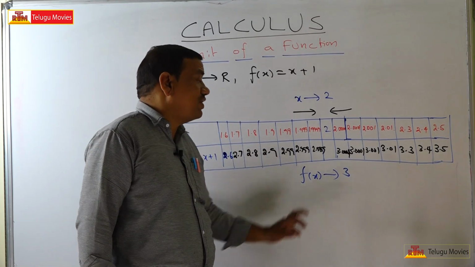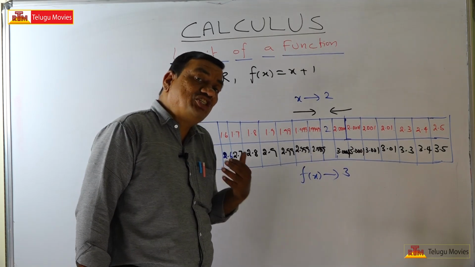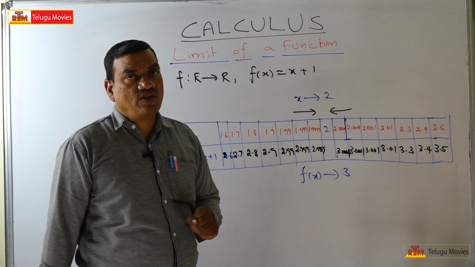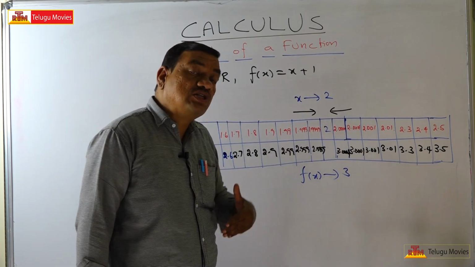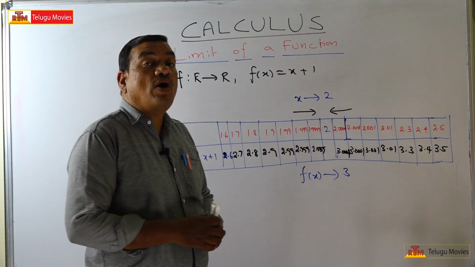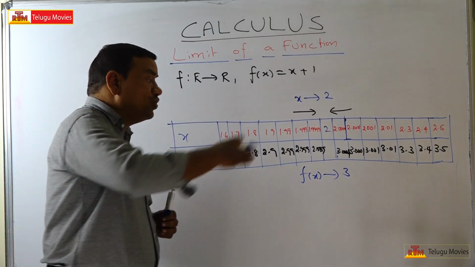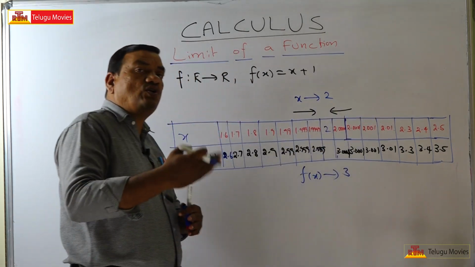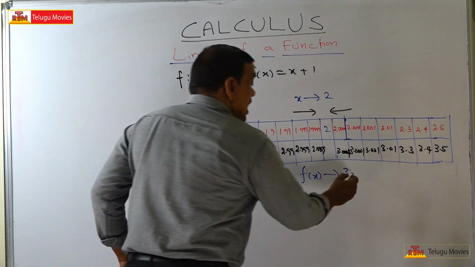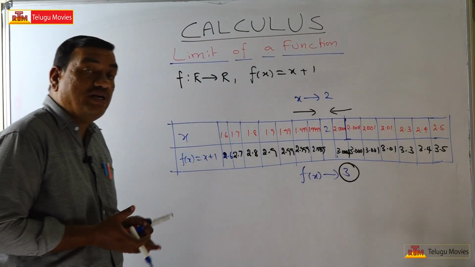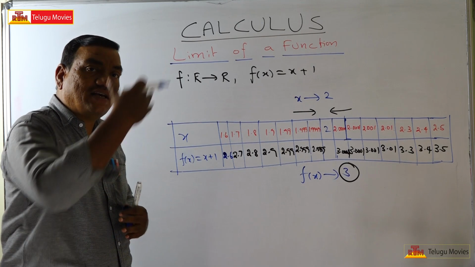Then your f of x value, see here 2.999, 2.9999. It is still approaching 3 from the left hand side. As you move close to 2, your f of x is also moving close to 3. That means what is the limit? That means the stoppage point. It never takes 3, so it is approaching 3. It cannot cross 3.